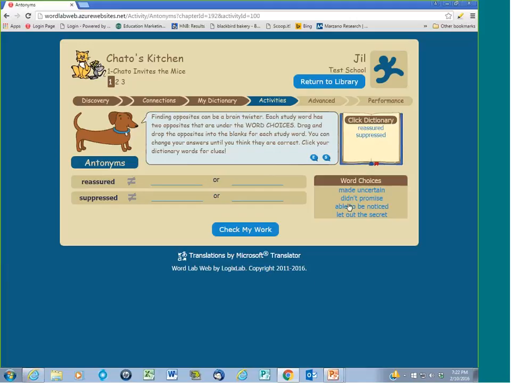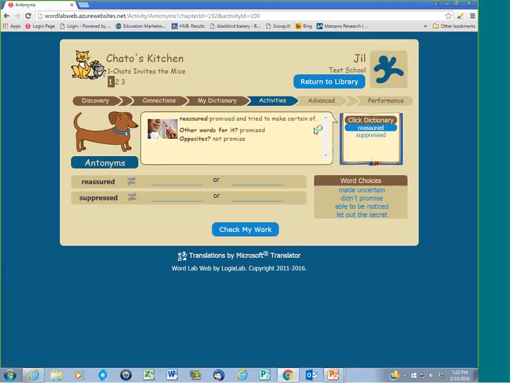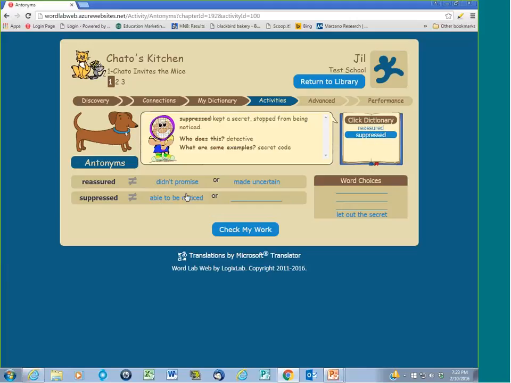Now we're going to do antonyms, and I'm going to look at these definitions again. Promised, reassured is promised, so didn't promise would be an opposite of reassured. And reassured also means tried to make certain of, so if you made uncertain, that would make a good opposite. And then, of course, I only have two left, so let's just double check anyway. Stop from being noticed, able to be noticed, let out a secret, kept the secret, yep, good opposites.